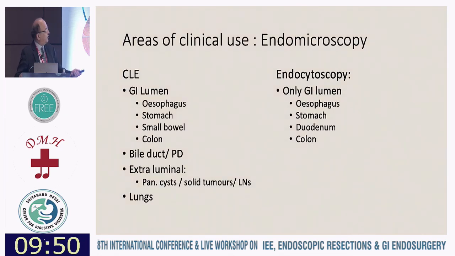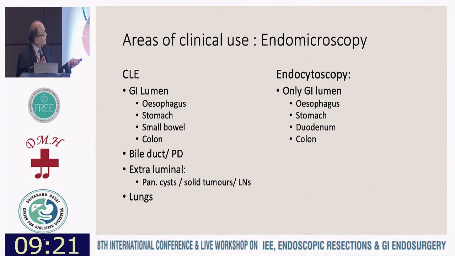Now the areas of clinical use are inside the GI lumen for both, that is esophagus, stomach, but CLE, because the probe can go through a double balloon enteroscope or single balloon enteroscope, can interrogate the small bowel up to any length where the scope can go, as well as colon, while the endocytoscope, because of its size and limitation to standard endoscopes, can only interrogate esophagus, stomach, duodenum and colon.